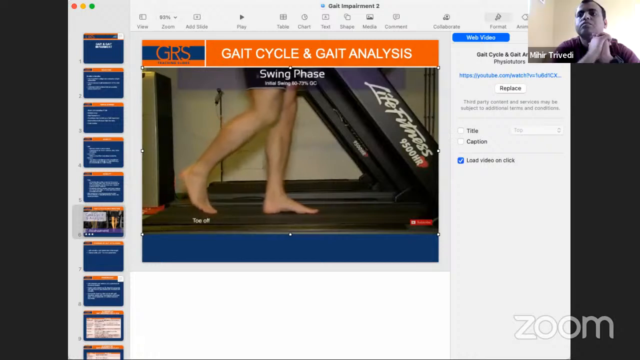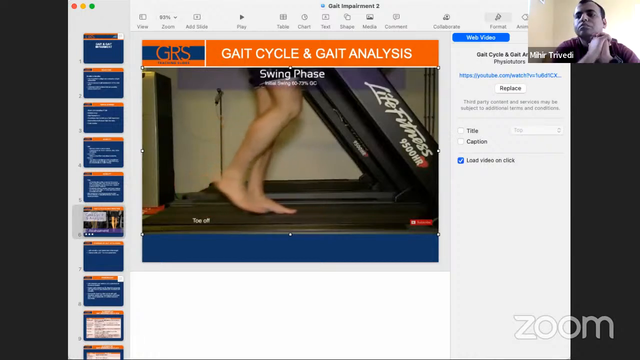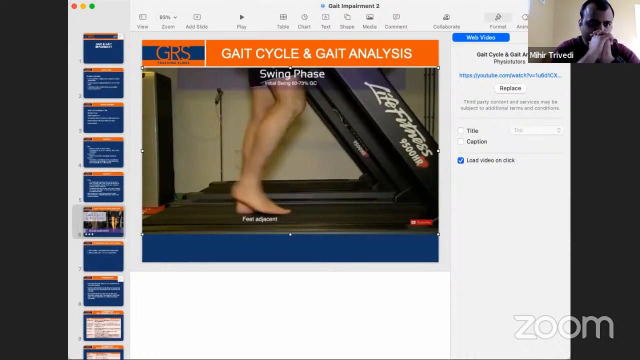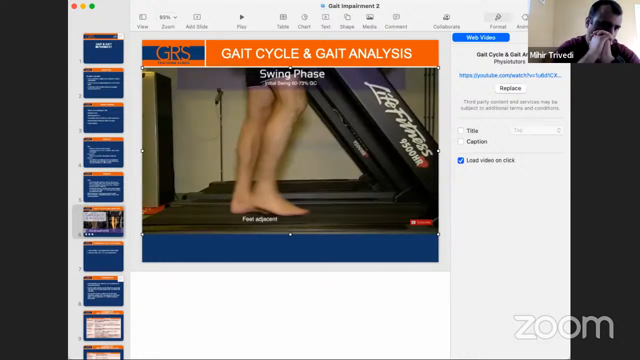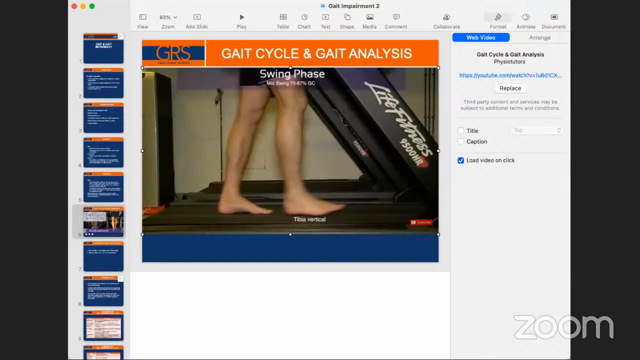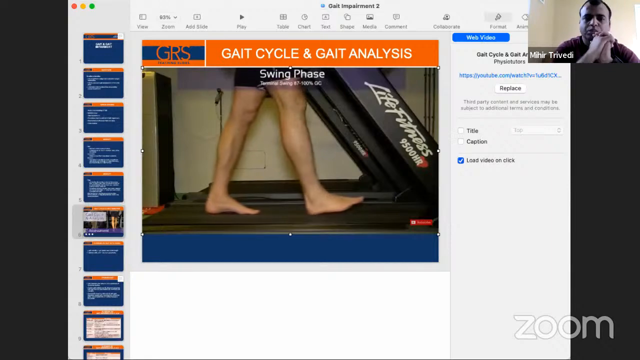We subdivide the swing phase into the initial swing from toe off until the feet are adjacent. We are now at 73% of the gait cycle. Following initial swing is a short period called mid-swing, and it lasts until the tibia is vertical. We have reached 87% of the gait cycle. The last period, the so-called terminal swing, ends with the heel strike of the right leg.